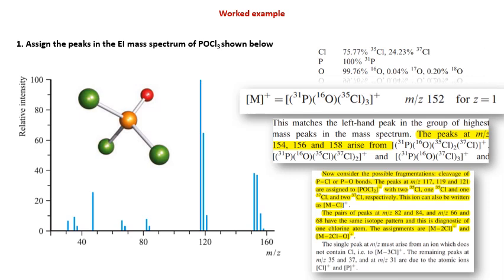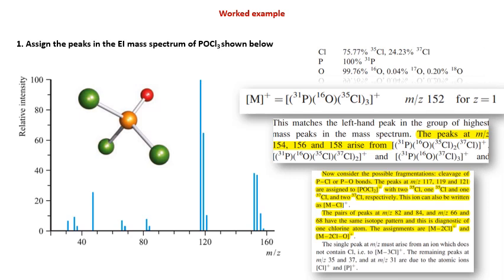Now the peak around the 66 region of m by z value is because of M minus 2Cl minus O, meaning two chlorine atoms are clipped along with the oxygen atom. So there is one phosphorus chlorine unit left. That is why you are getting these two kinds of peaks because of the two isotopes of chlorine. You can replace 35 chlorine with 37 chlorine and you will get m by z equal to 66 and this two isotopic pattern.